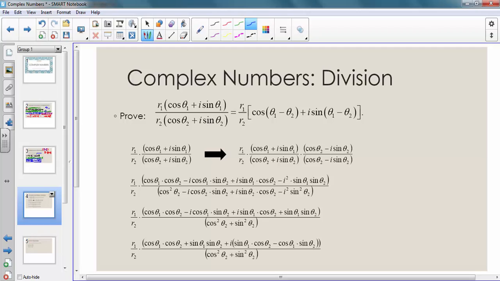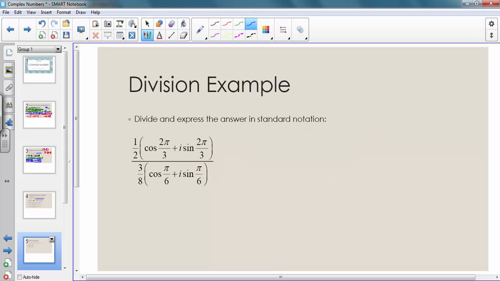To save some time, I have already derived the formula for dividing two complex numbers, as you can see on the screen. I encourage you to pause the video and try to derive the formula for yourself. Note that from this last step down here, you need to use the sum and difference identities, just as we did in deriving the multiplication formula. And then you also need to use the Pythagorean identity in order to simplify it to this final equation right here. All right, so let's look at an example of dividing two complex numbers in trigonometric notation.